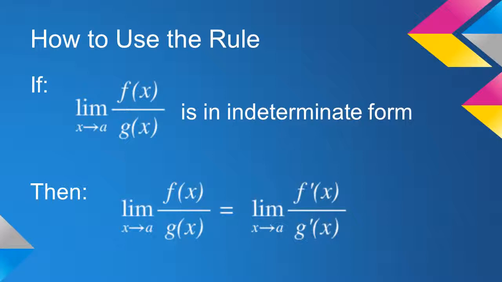And then we substitute a again into the two derivatives, into the derivative of f of x over the derivative of g of x. We substitute a into that, and if we get an answer that isn't in indeterminate form, then that's our answer. But if we get an indeterminate form yet again, then we have to repeat using L'Hopital's rule. We have to repeat the same thing.